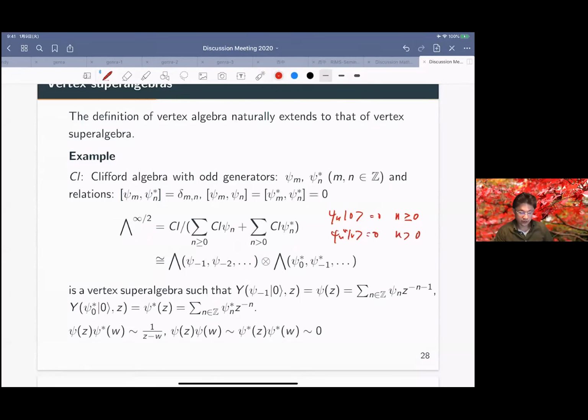And so as a vector space, this is isomorphic to a tensor product of this Grassmann algebra of infinite variables. And this is the structure of a vertex superalgebra such that the field corresponding to this one is this and this, and the OPE is given by these formulas.